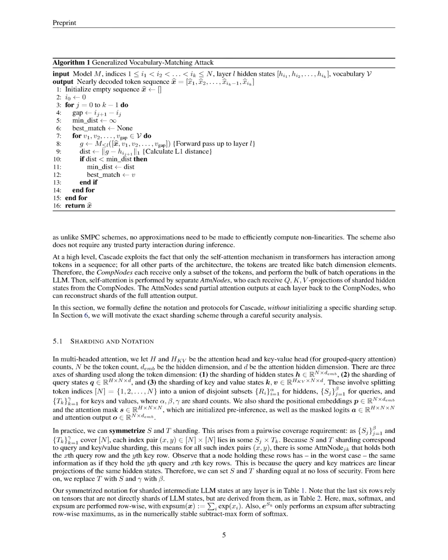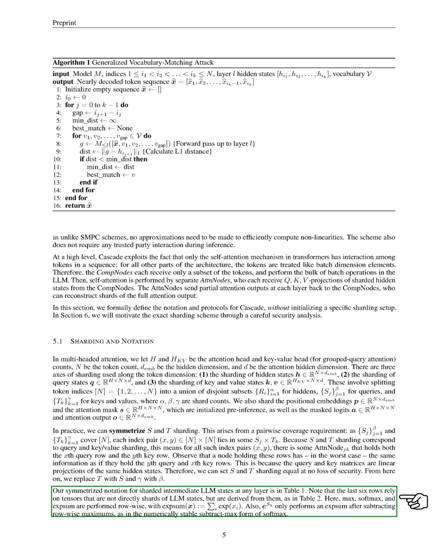Section Summary. In this section, we introduce Cascade, a statistical multi-party inference scheme that defends against vocab matching attacks by utilizing token sharding of hidden states, allowing for efficient computations without cryptographic overhead or performance degradation. We also define the sharding notation and protocols, emphasizing the symmetrization of query and key value sharding to maintain security while optimizing the attention mechanism in transformers.